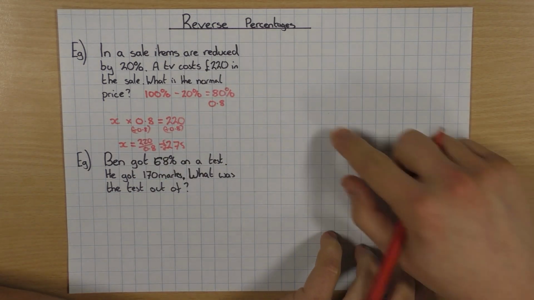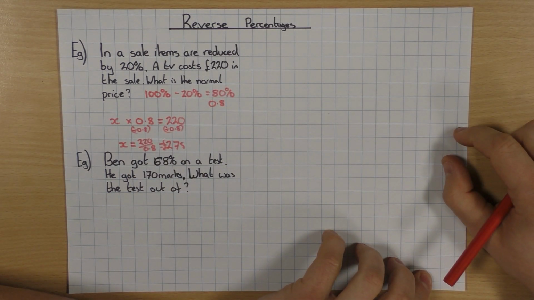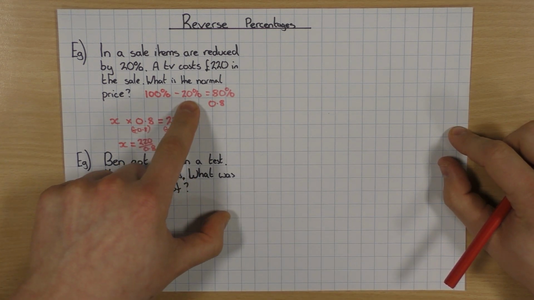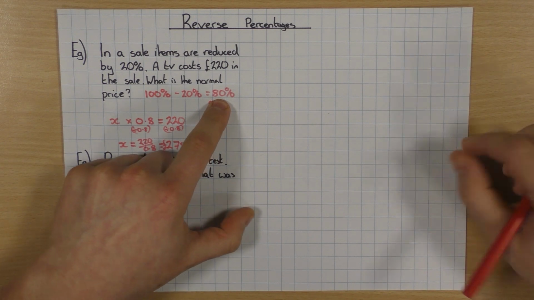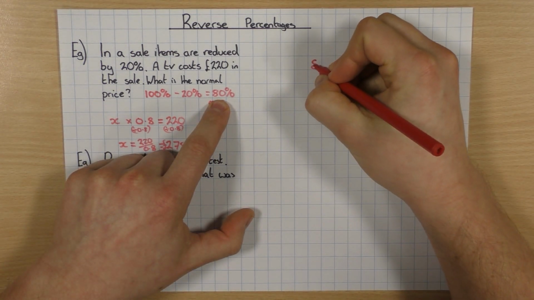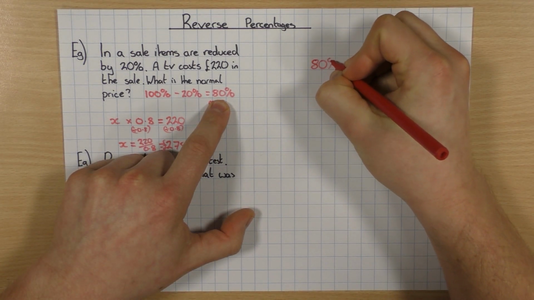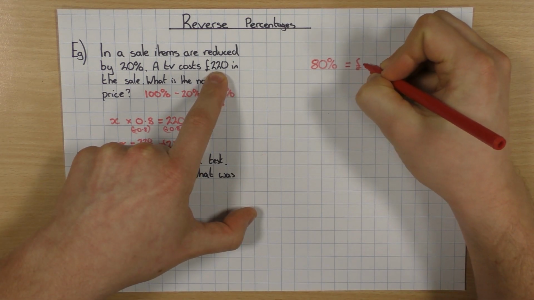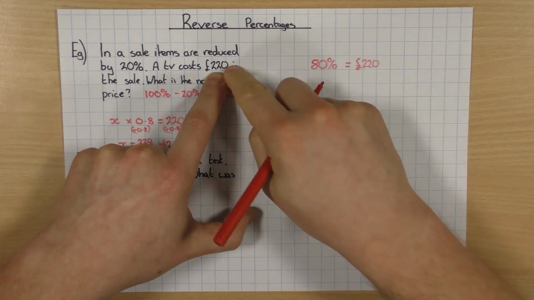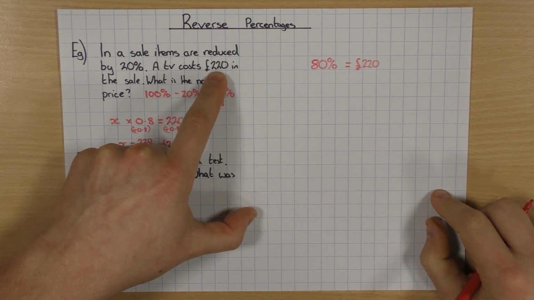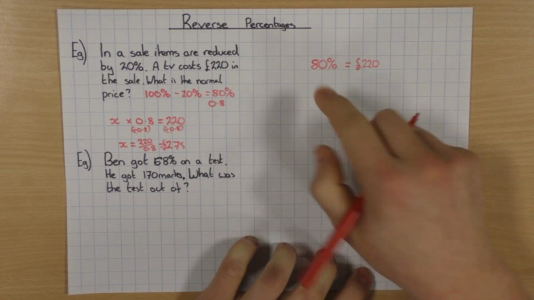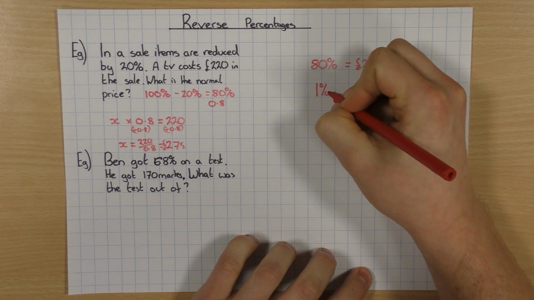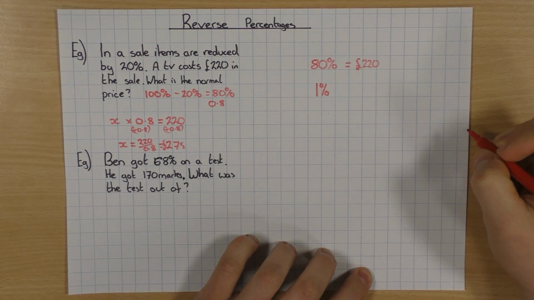The other way you can do it is using what we call the unitary method. The start is still the same. I've got 100%. If I take away 20%, I'm left with 80%. So we know that 80% equals £220, because that's the value of the TV in the sale. What I'm going to do is find out what 1% is, because once I know what 1% is, I can then find out anything.